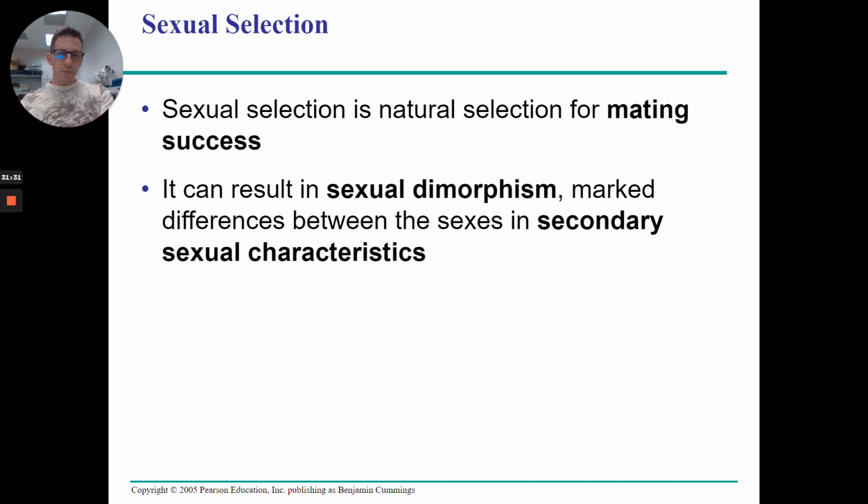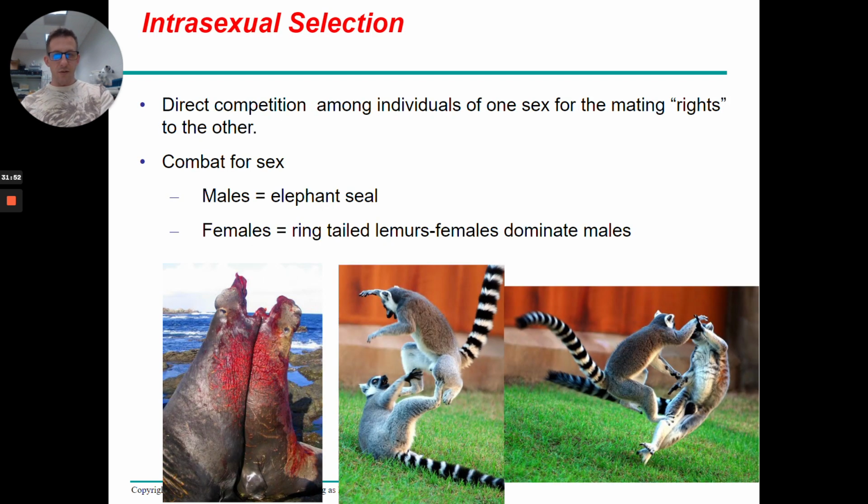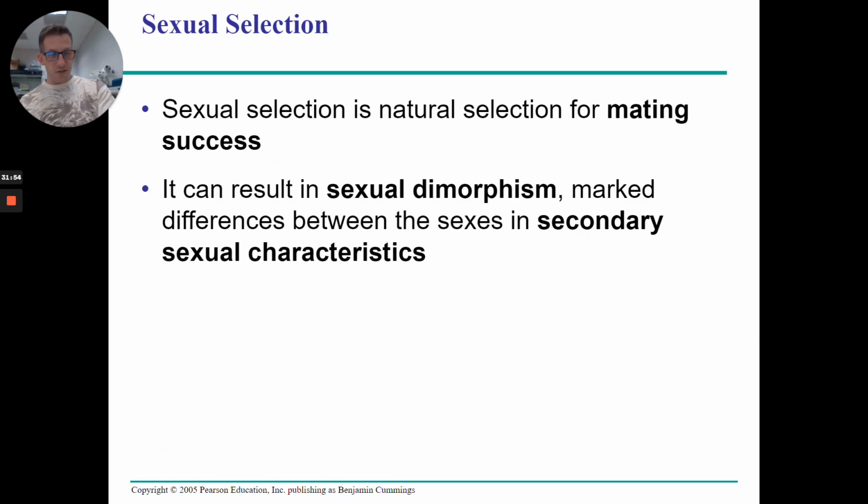But sexual selection is natural selection for the success of mating. So not only do you have to survive, but you've also got to be able to figure out a way to mate successfully. This can result in what's known as sexual dimorphism, which is a marked difference between the sexes in their secondary sexual characteristics. And we see this at least a little bit in human beings. There are definitely differences between males and females in human beings.